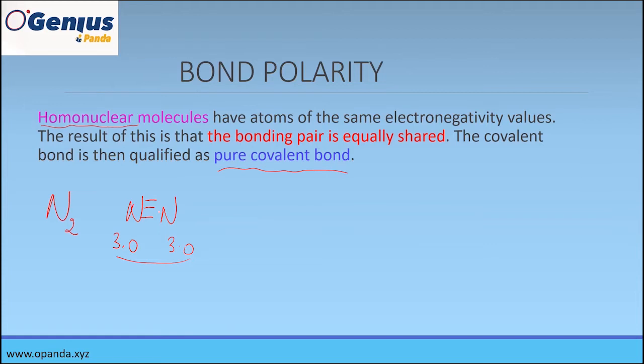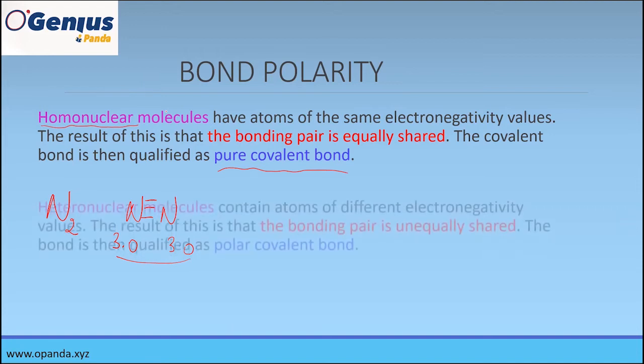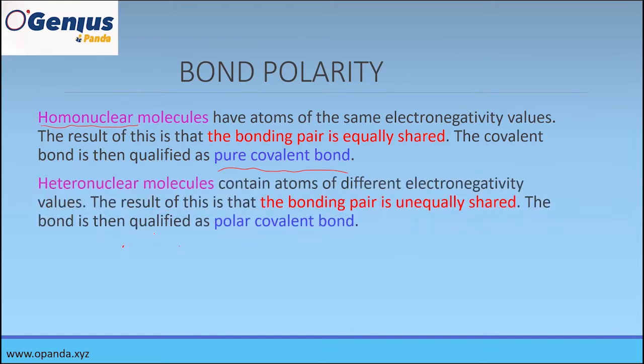So what happens when we have different electronegativity values, meaning when we have heteronuclear molecules or molecules which contain different atoms? For heteronuclear molecules, the bonding pair, of course, will not be equally shared. So it will be unequally shared. And in that case, the bond becomes polar. It's a covalent bond because there is that sharing, but because it is an unequal sharing, then the bond becomes polar. Why does it become polar?